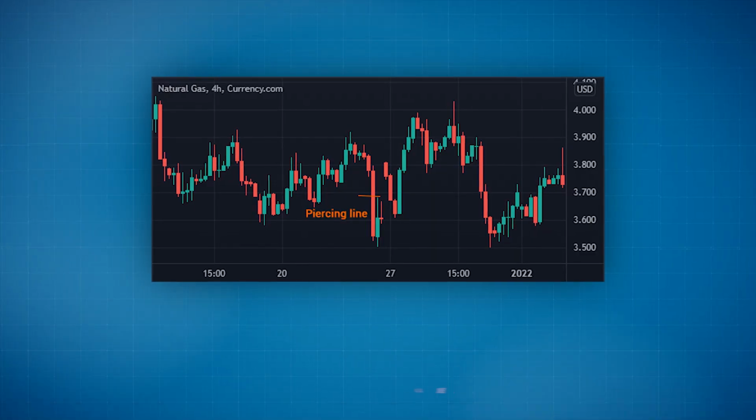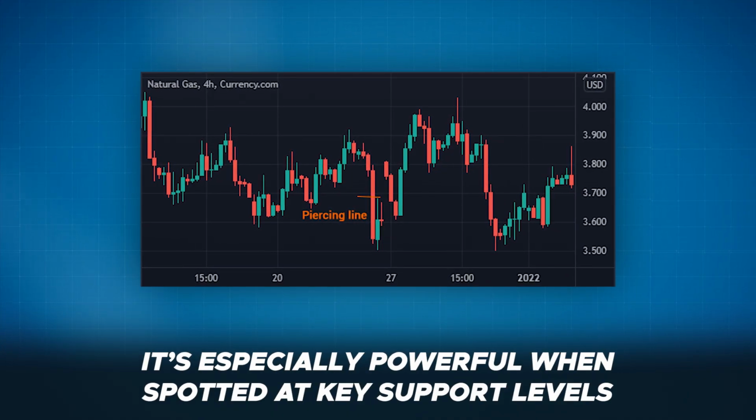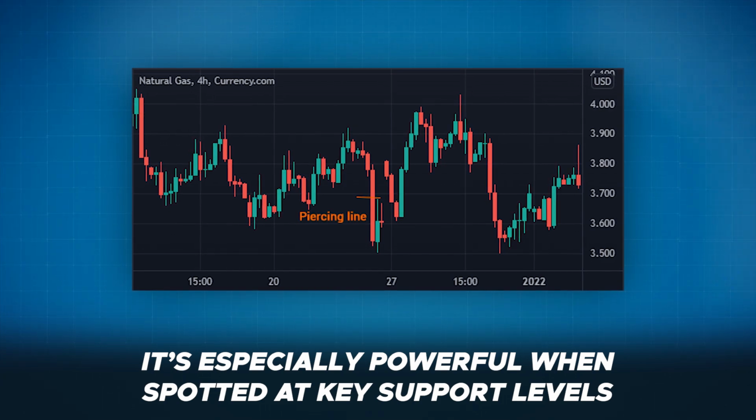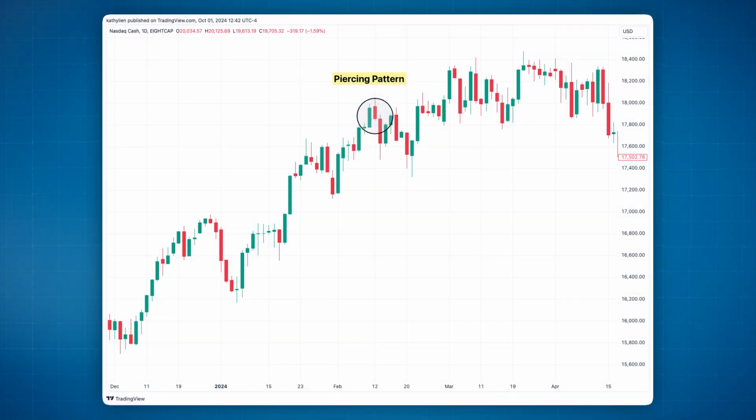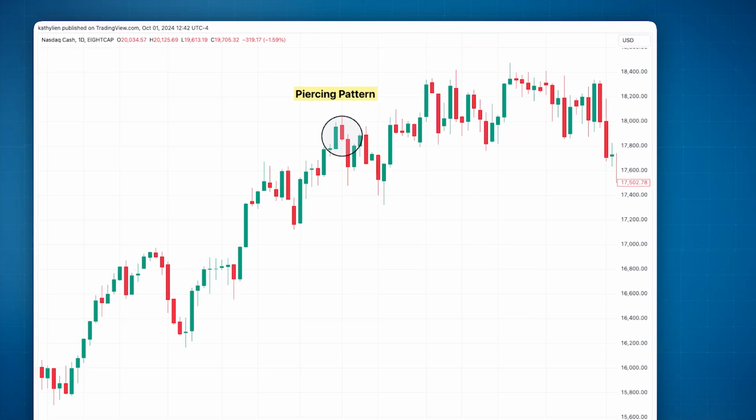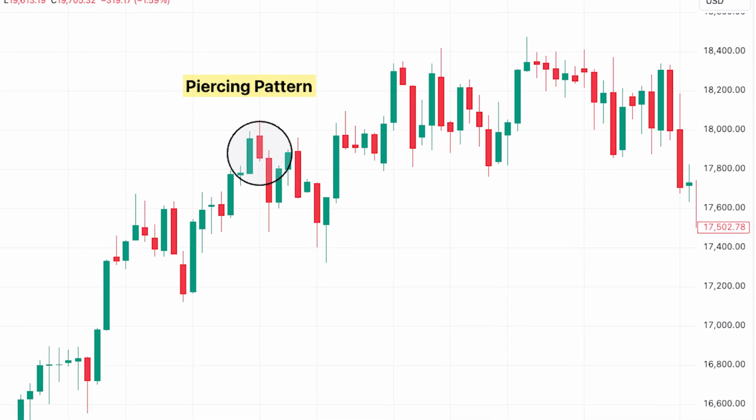This pattern signals that the bulls are losing control and the bears are starting to step in, which could lead to a bigger move lower. It's particularly powerful when it's found at a key support level or just a key technical level. We can see an example of that here in the NASDAQ. While it's not the beginning of a strong downtrend, the pattern still signaled a 300-point drop in the NASDAQ. And we see this pattern quite often in currencies as well, although it might be slightly different.